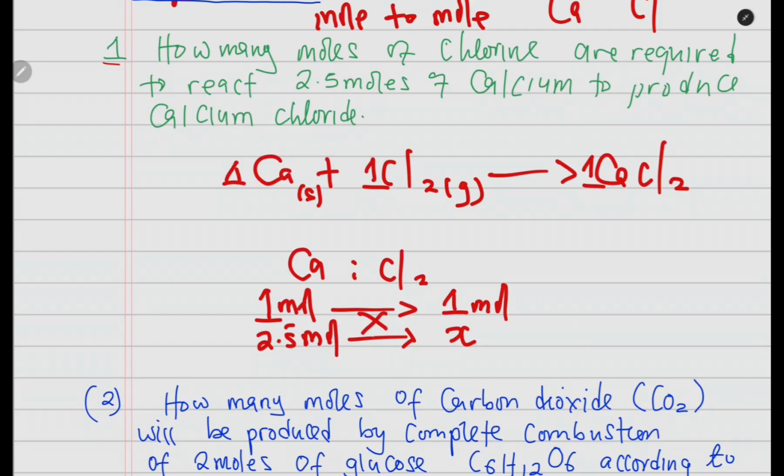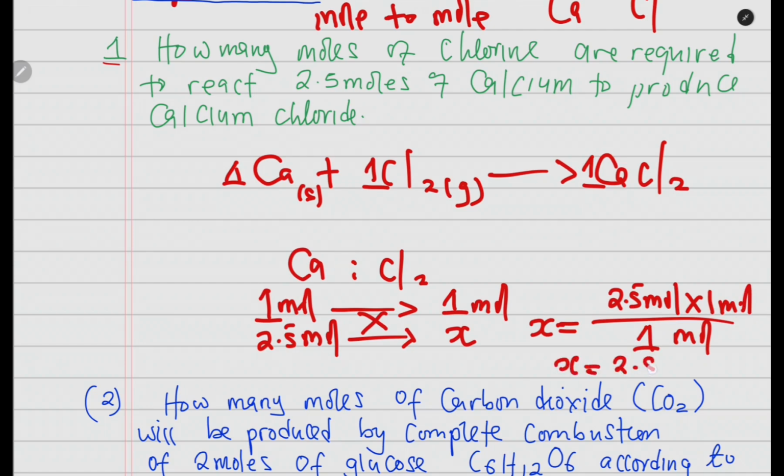2.5. So you cross multiply here. It's just the same as x is equal to 2.5 mole multiplied by 1 mole, then divided by 1 mole. And the resulting answer is 2.5 mole, as you can see. And why has it turned out to be 2.5 mole? Because this is a 1-to-1 ratio, and therefore the number of moles of chlorine reacting is equal to the number of moles of what? Calcium. So that is how you basically use the mole to mole ratio to find the number of moles.